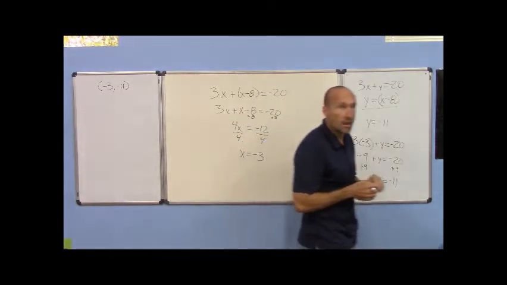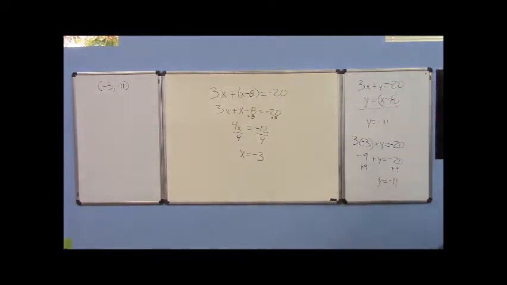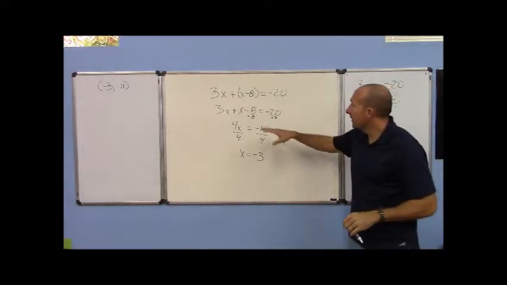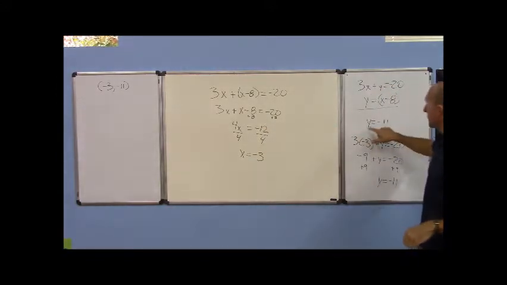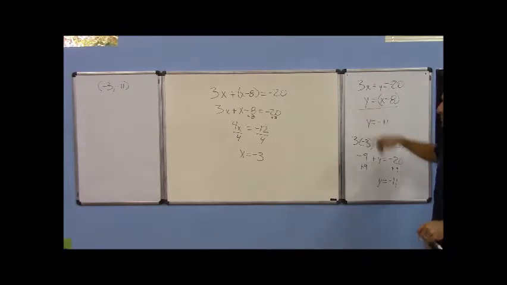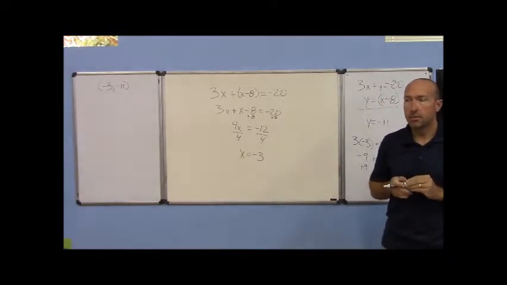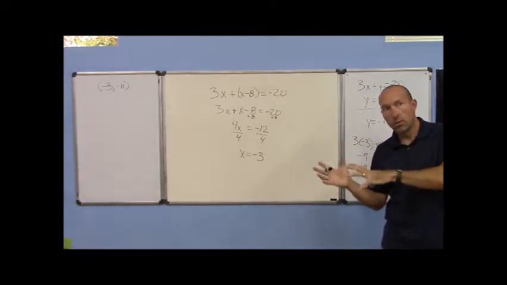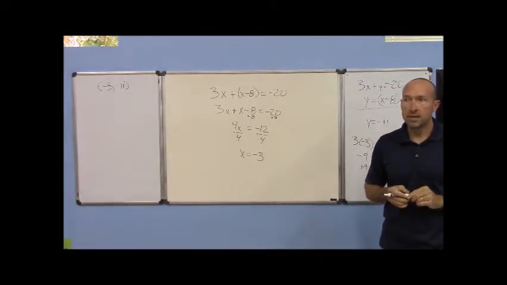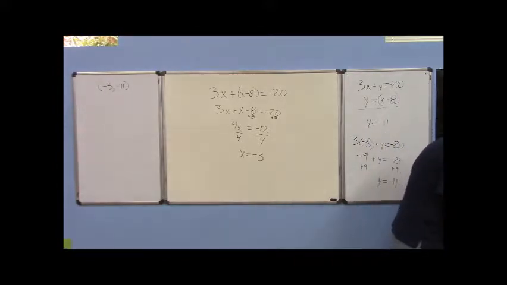Make sense? Sometimes it takes a little bit more movement to get to a variable that is all by itself. Sometimes that's necessary, but that is the goal through substitution. Any questions about that so far? Cool. Let's move on to 6.3.